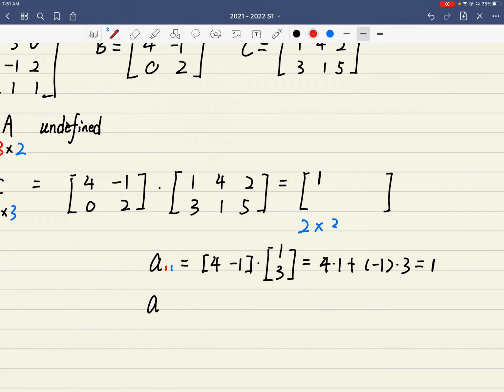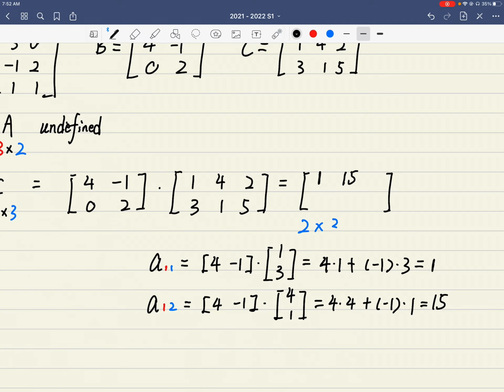For example, A12. A12 is from the first row, and from the 2, you know it's the second column. So it's the first row of the first matrix times the second column of the second matrix. So it's 4 times 4 plus -1 times 1. It's 15 here. So the 1,2 entry is 15.